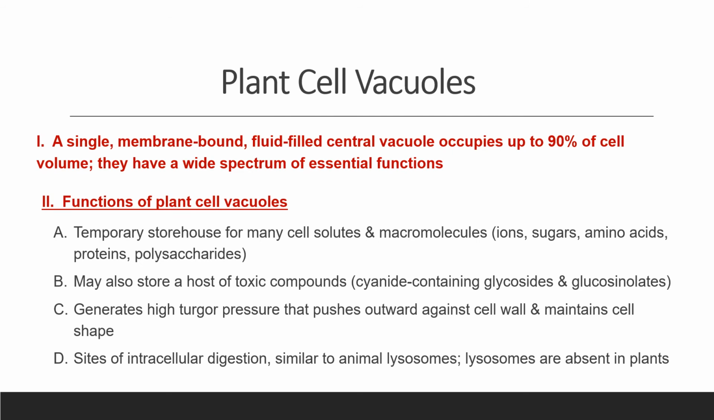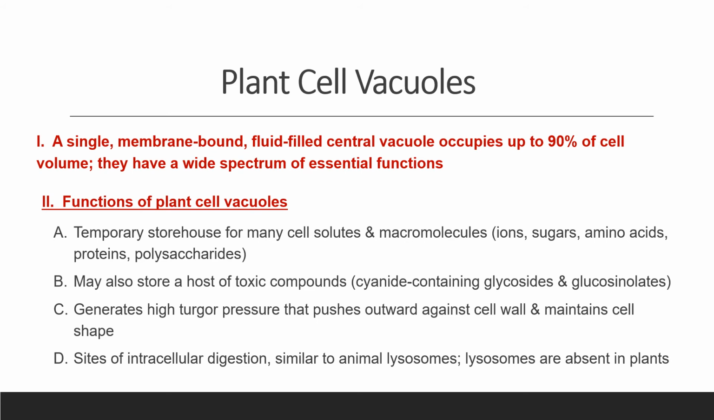Next, let's go now to the plant vacuoles. This is a single membrane-bound, fluid-filled central vacuole that occupies up to 90% of the cell volume, and they have a wide spectrum of essential functions. It includes the temporary storehouse for many cell solutes and macromolecules. It may also store a host of toxic compounds. It also generates high turgor pressure that pushes outward against the cell wall and maintains cell shape.